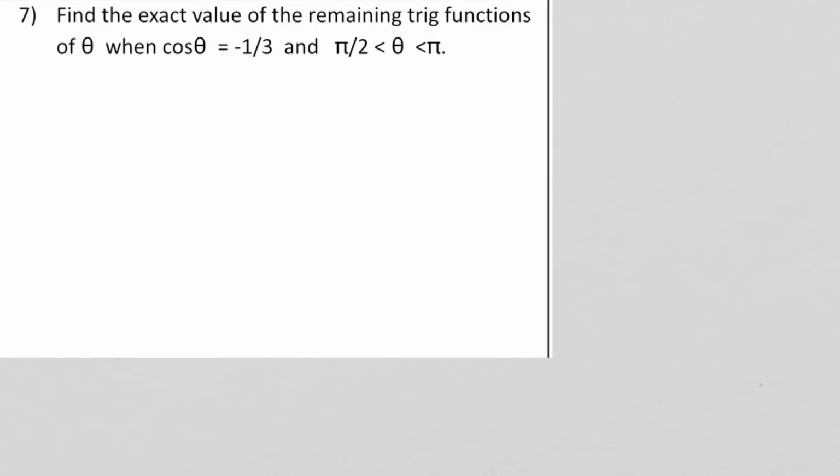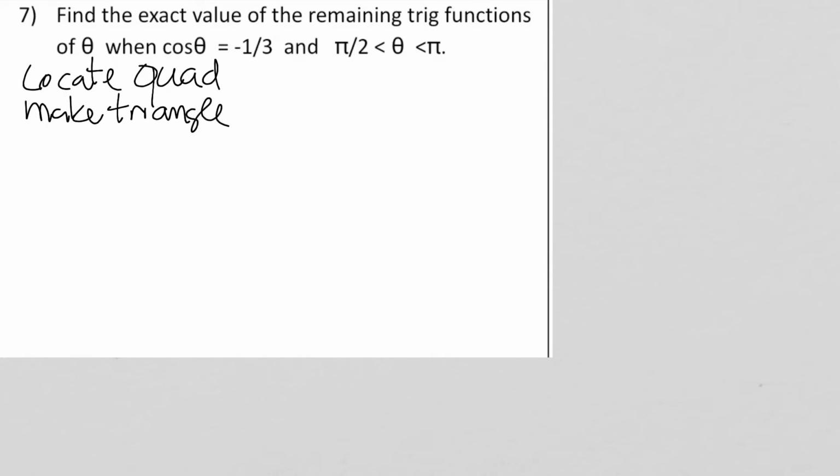All right, 7 and 8. Here are ones where we have to locate the quadrant, make a triangle, label the triangle correctly with the trig function given, and then find the missing side. And then we're going to find all remaining trig functions.